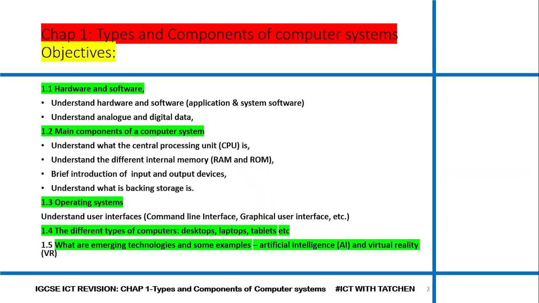In this video, our main objectives are to look at hardware and software. Secondly, we'll look at the main components of a computer system. That's what makes a computer a computer. And thirdly, we'll look at operating systems. The fourth thing we'll look at will be different types of computers. And finally, we'll look at emerging technologies and their impact. So we'll look at a few emerging technologies and how they impact our daily lives.